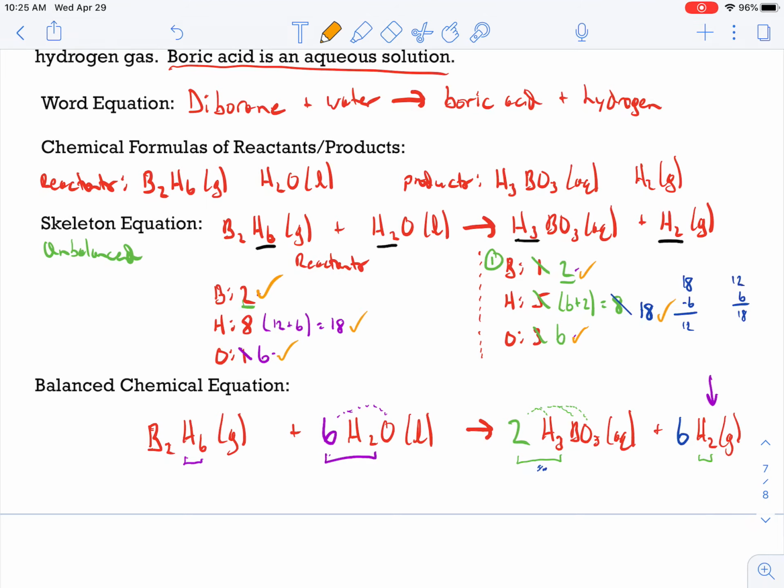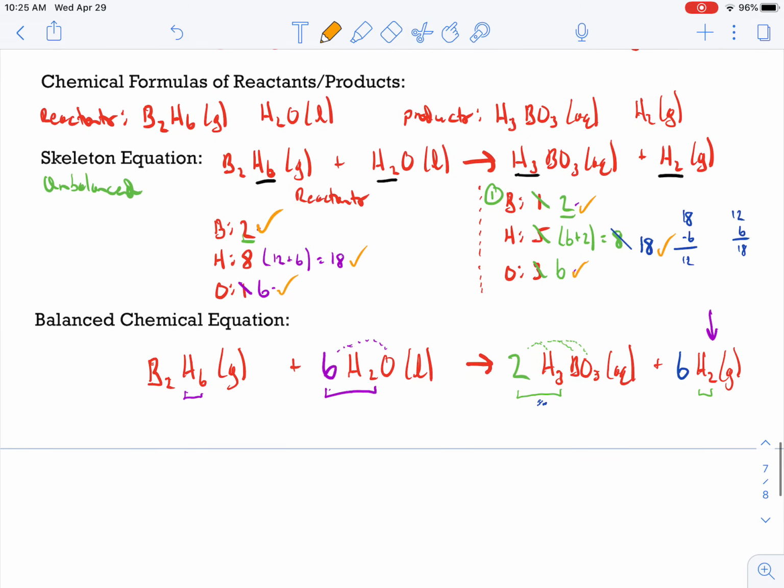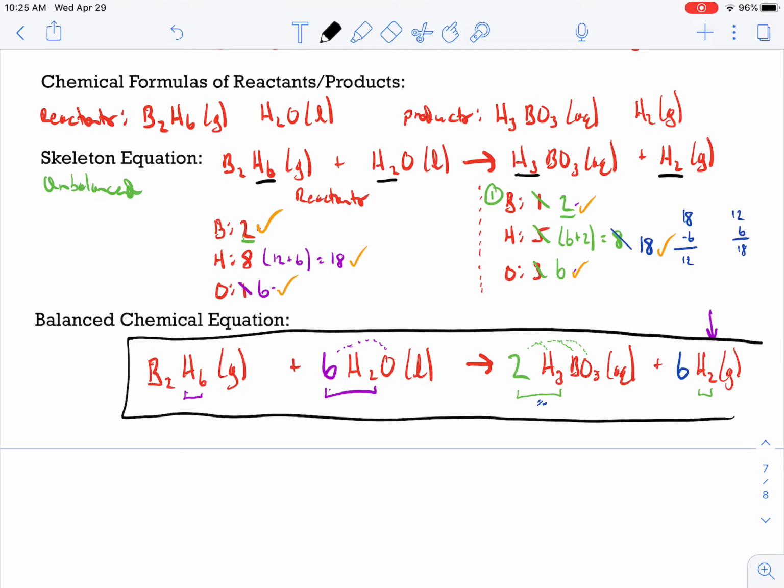This is our final balanced chemical equation, with a coefficient of 1, a coefficient of 6, a coefficient of 2, and a coefficient of 6. I can't simplify this at all: 1, 6, 2, 6. There isn't any lower common denominator here. There's nothing we could factor out. So our final answer is going to be what we have down below here. I'm going to put a box around it in black.